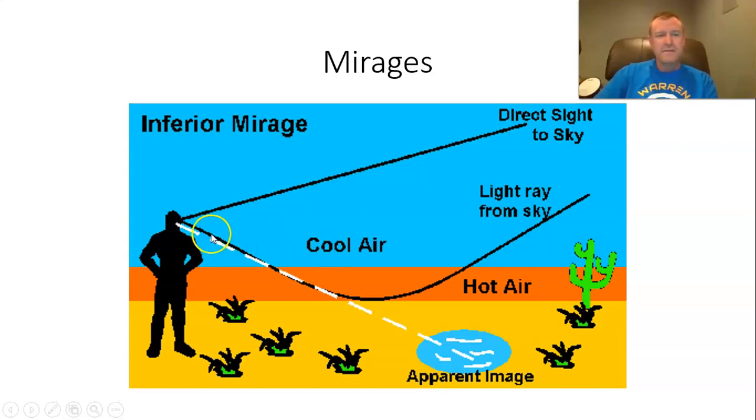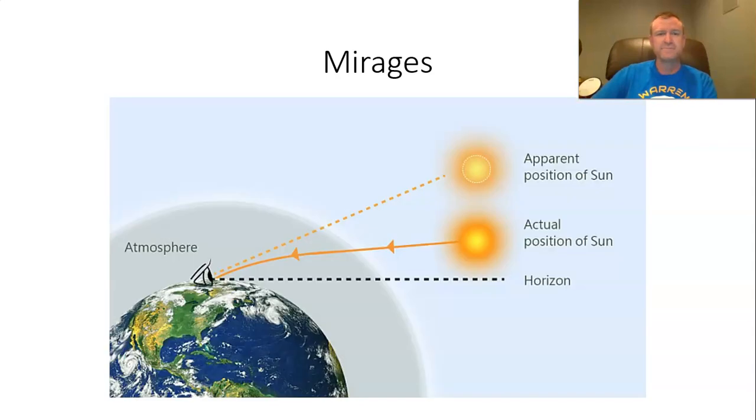So when the light hits this person in the eye, it's coming from this direction. So they see this image over here on the ground. That's an image of the sky, actually. Our whole lives, we've never seen the sky on the ground, so we never think about that. When we see something like that on the ground, we think, oh, I've seen that before. That's a lake or a pond. Well, it's not. It's really an image of the sky.